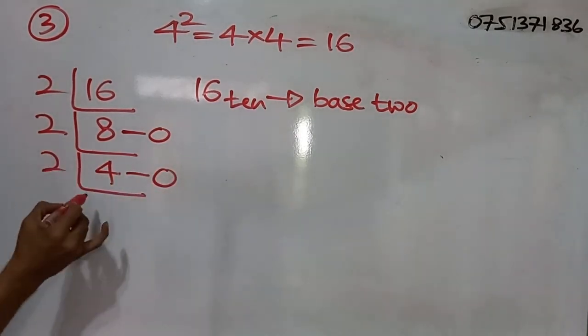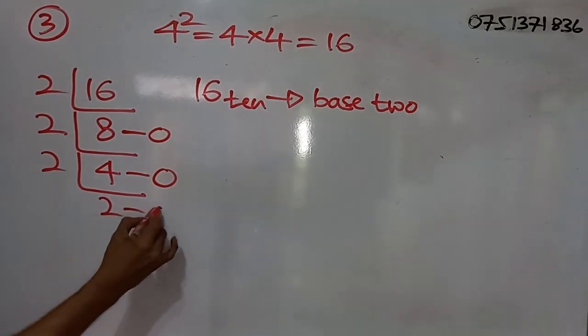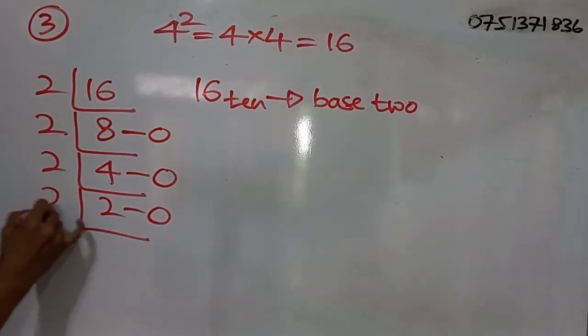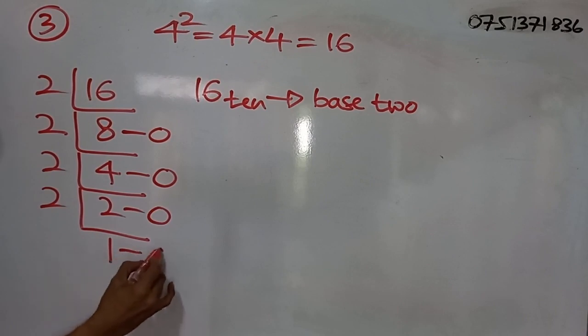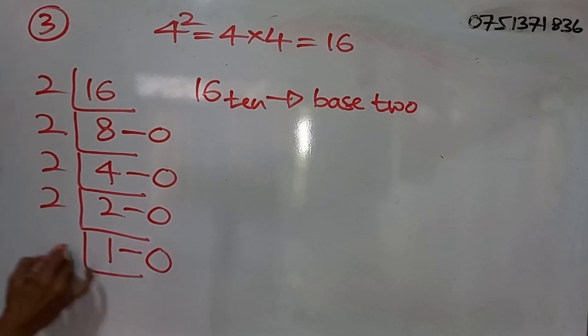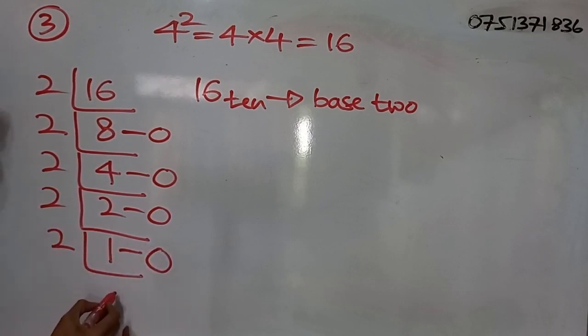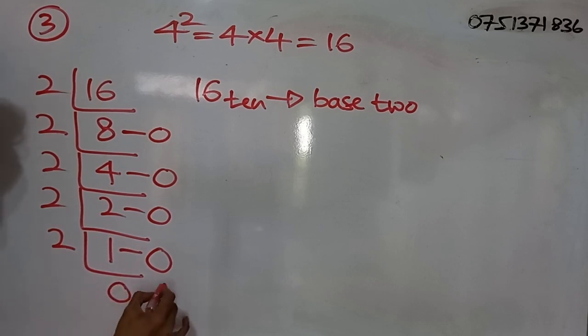Again we will divide this by 2. So the quotient will be 2 and the remainder will be 0. Again we will divide this by 2. The quotient will be 1 and the remainder will be 0. Again we will divide this by 2. So here the quotient will be 0 and the remainder will be 1.